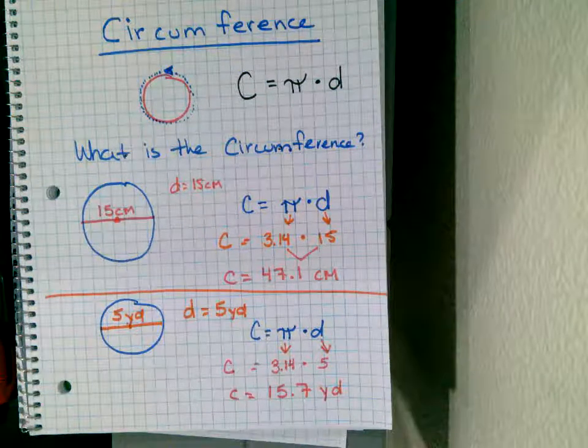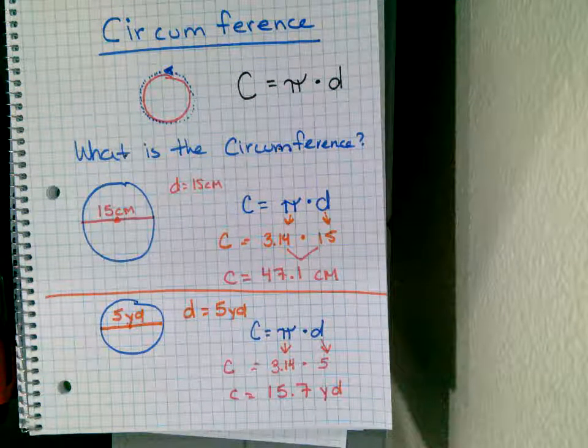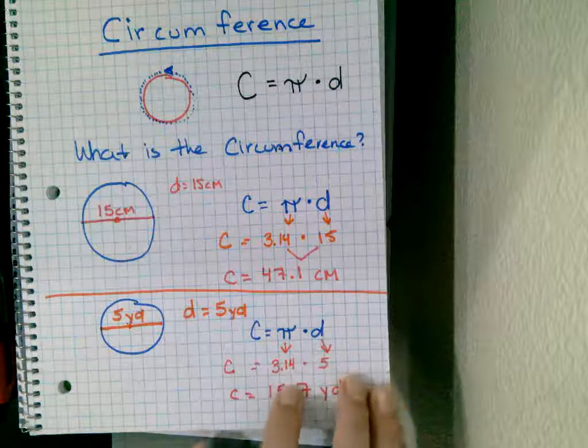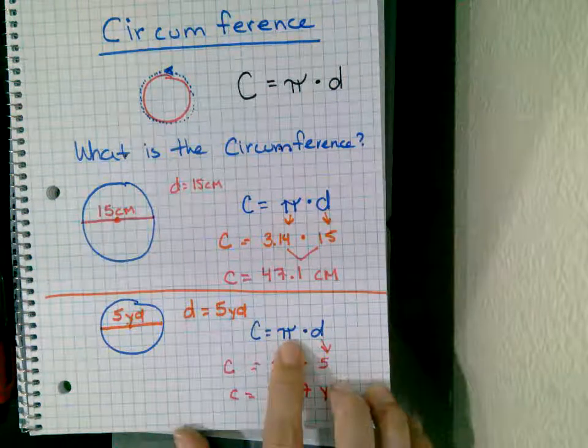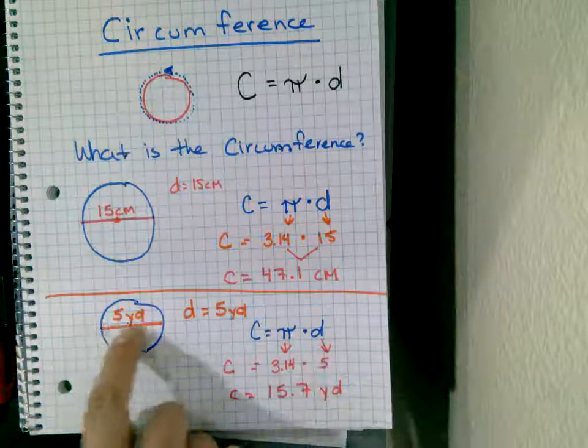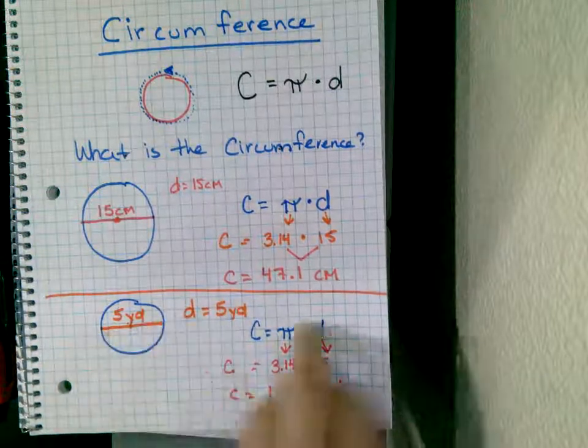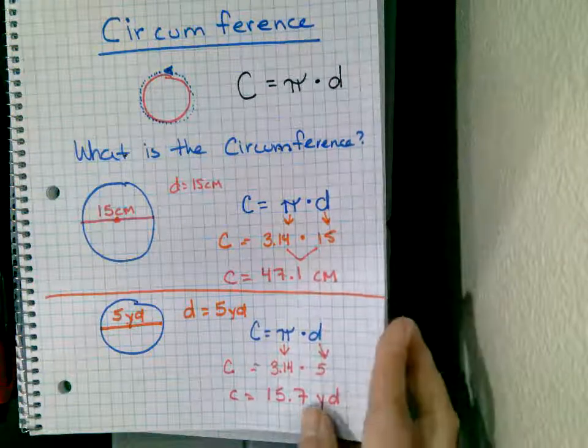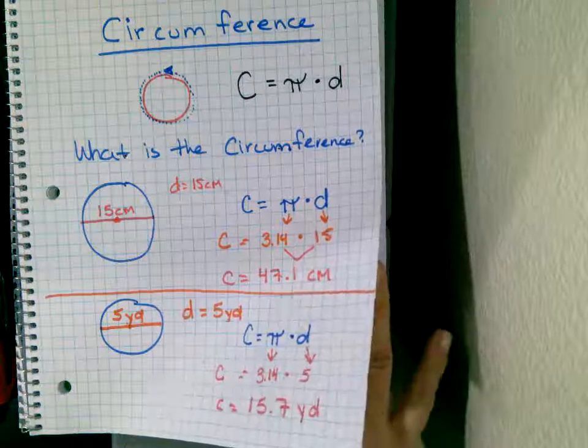How are we feeling about this? Okay. Basically, if you know the formula, you plug in your numbers. All you're doing is pi is always 3.14. That doesn't change. And your diameter is whatever this long line is. The only way I can confuse you is the following.